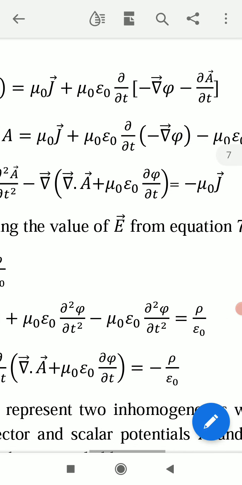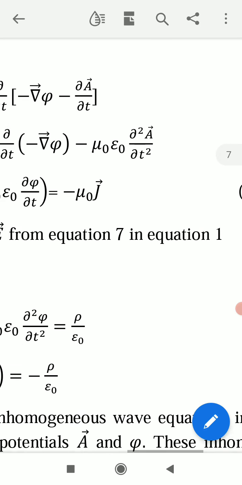Similarly, substituting the value of E vector from equation 7 into equation 1.